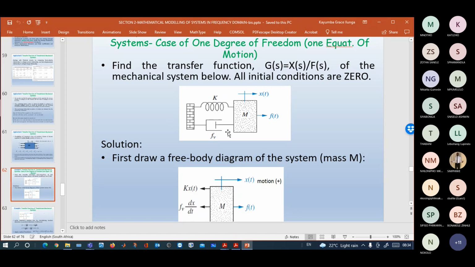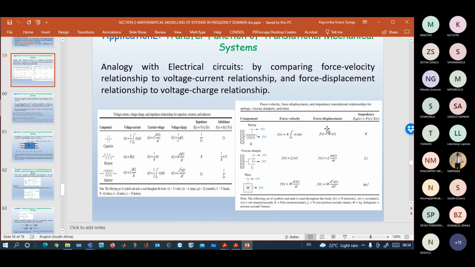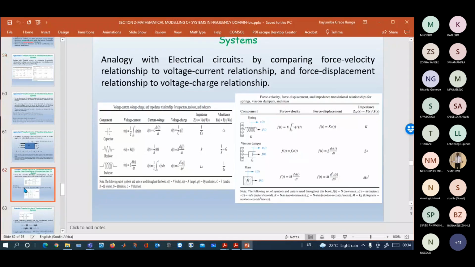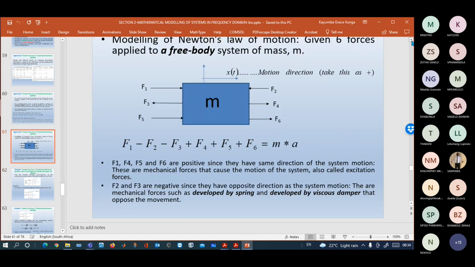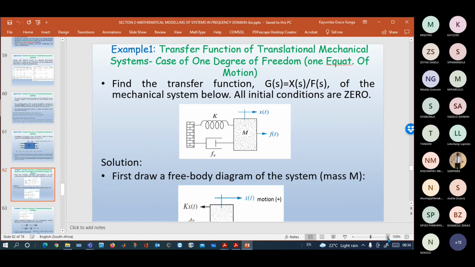We know that the first thing we need to do is to know, the question was X of S, which is the displacement, and F is the force. So we are in the case of force displacement, and this is what we're going to use for our mechanical problem now. So we have the spring, the viscous damper, and the mass. So what we have to do first of all is to be able to write our free body diagram of our system here. So let me just try to do this.